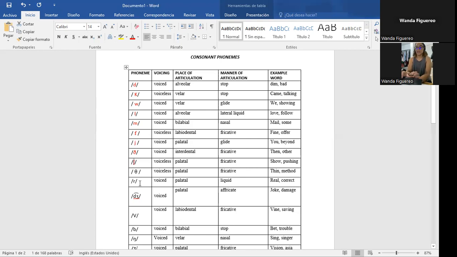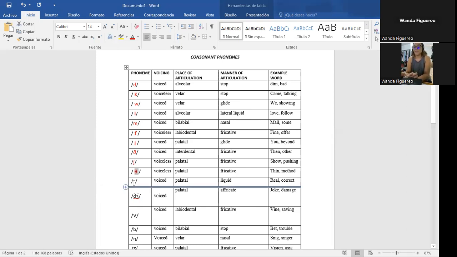We also have this one, which also sounds like a th, but the air is coming from the mouth after the tongue gets in contact with the hard palate. Like in thin or method.